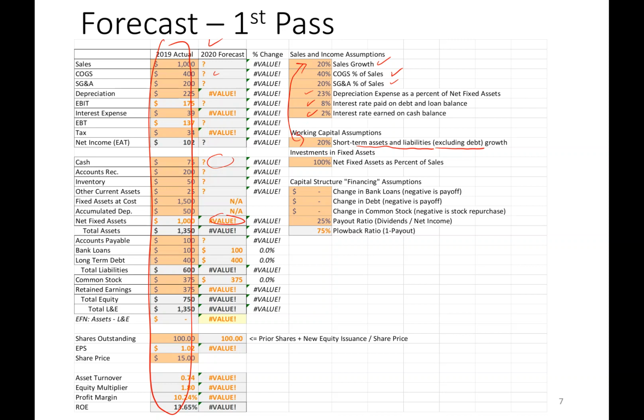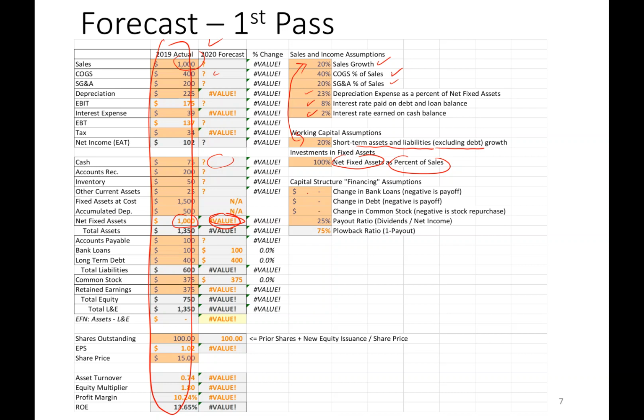We're going to assume the net fixed assets I need is going to be a percentage of sales. So just for simplicity, we say that you have fixed assets equal to 100% of sales. So if I need $1,000 of sales, I need $1,000 of fixed assets. All right, and that's just a simplifying assumption.